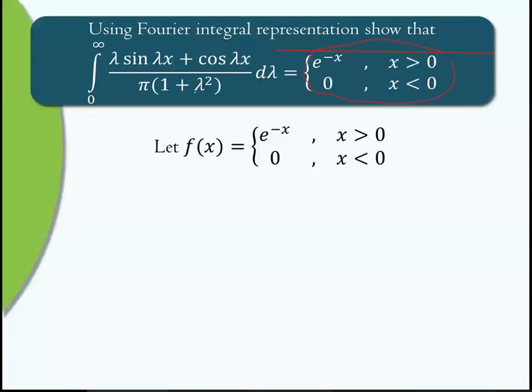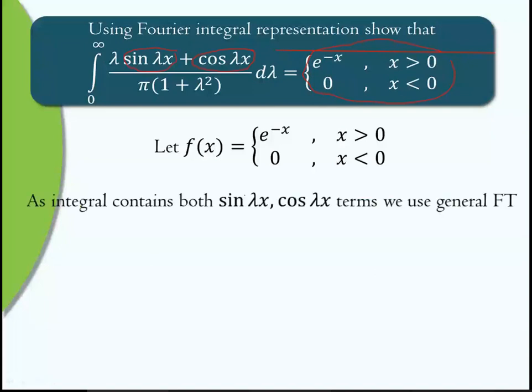Now look at the term in the integration. I can see in the integration we have sine lambda x as well as cos lambda x. Both the terms are there. And if the integration contains both the terms, then we have to use general Fourier transform. Only sine, use Fourier sine transform; only cos lambda x, use cosine transform; and if it contains both, then general Fourier transform.